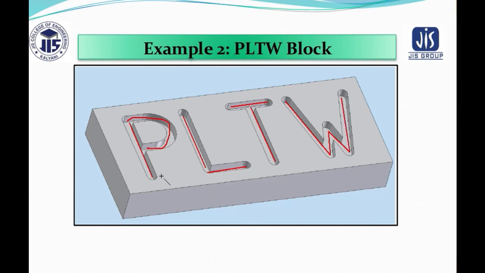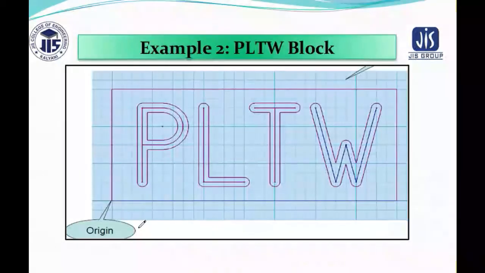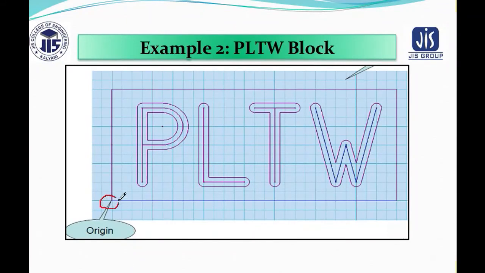So this is the red line basically denoting your tool movement to generate this particular job. So this is the top view. Again they have placed the origin as this one. So what do you have to know?